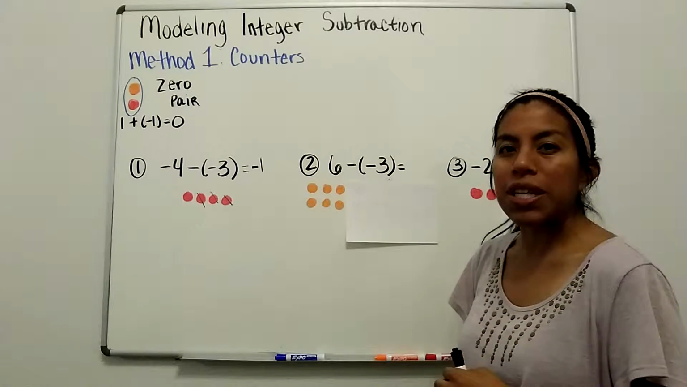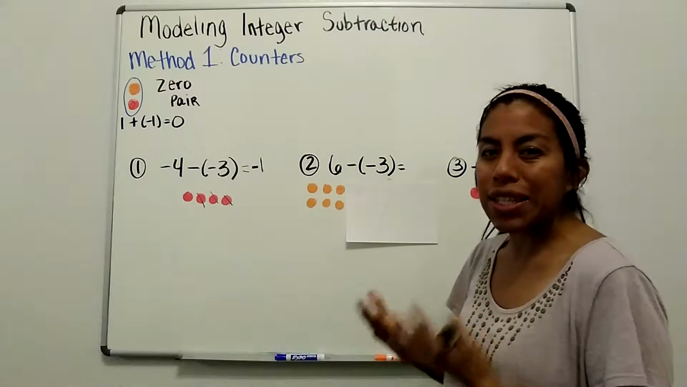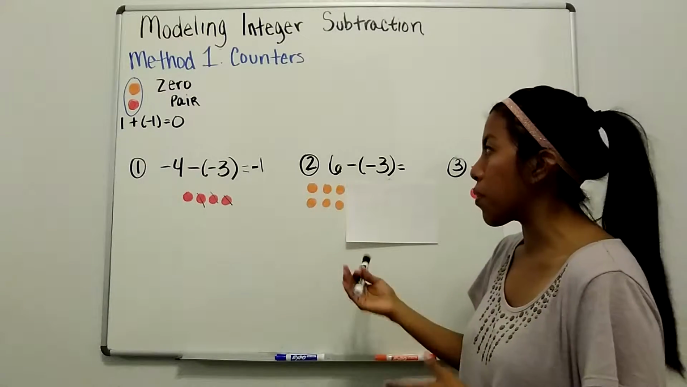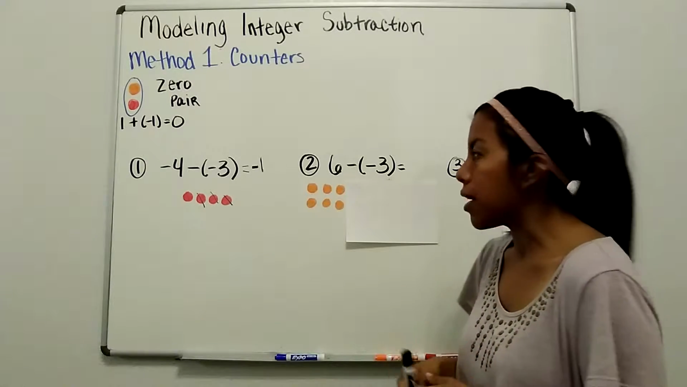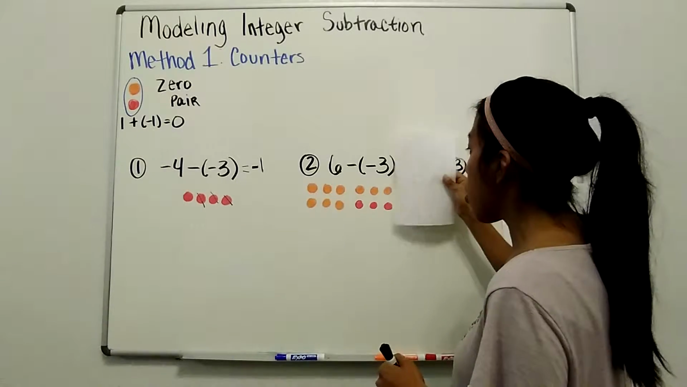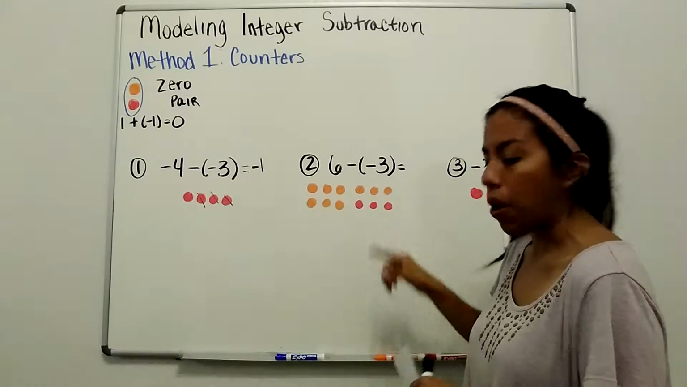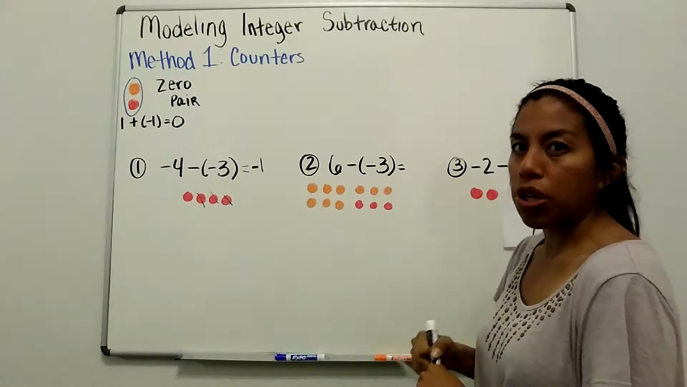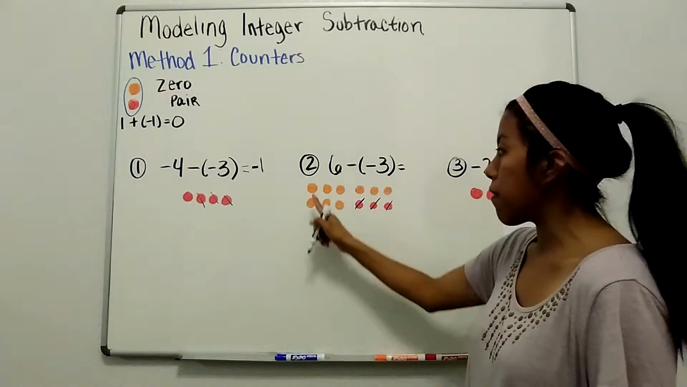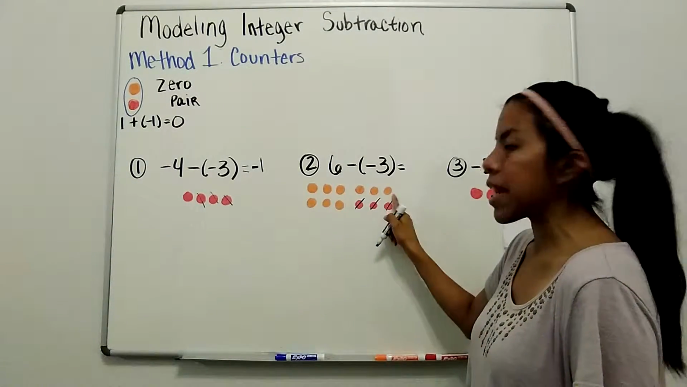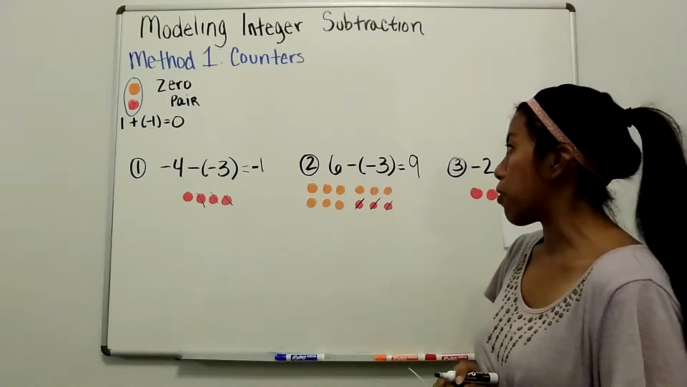So what we have to do is add 0 pairs to get negative 3. Remember, if you're adding a 0 pair, you're not really changing the value of the 6, because you're adding plus 0 or minus 0. It's not changing 6. So here I added 3 0 pairs so that I have 3 negative counters that I can take away now. So now I can subtract those 3 negative counters. And what do I have left? I have 6, 7, 8, 9. So now I have 9 as my answer from 6 minus negative 3.